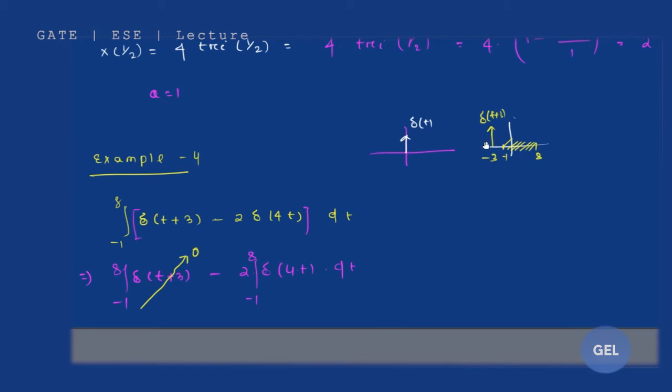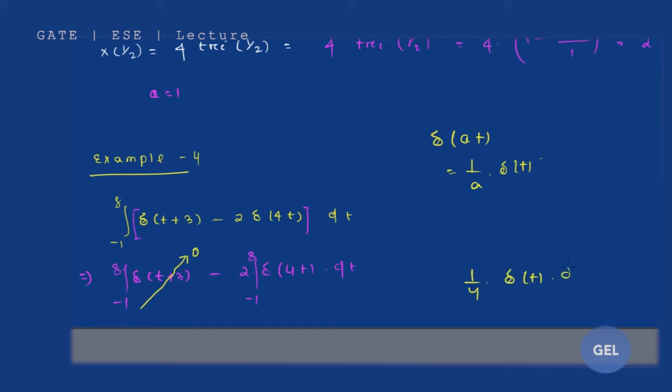My function is out of this interval, so the integration will be 0. Now you need to calculate only this integration. So we know the formula del of at, the property of the delta function. We'll get into detailed analysis of the properties of the delta function, but we saw the scaling formula, 1 by a into del of t. So del of 4t will be 1 by 4 into del of t into dt.